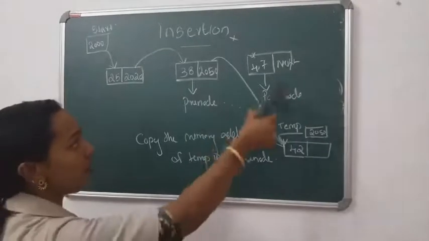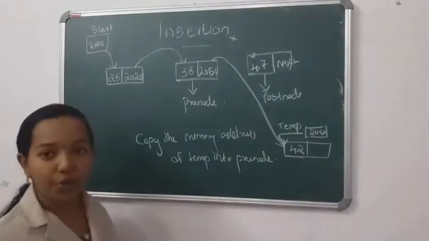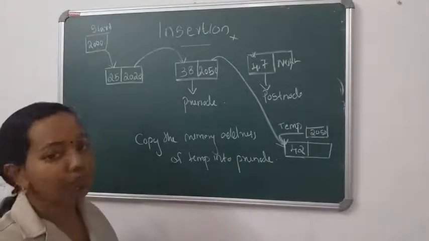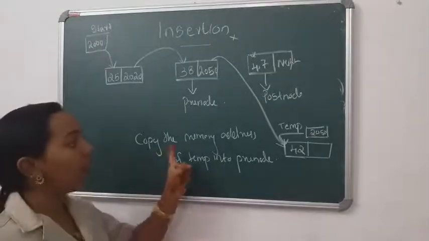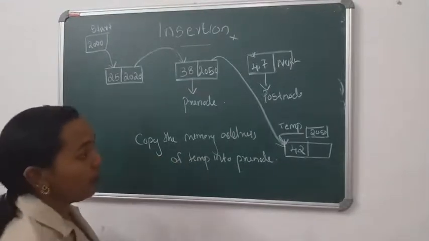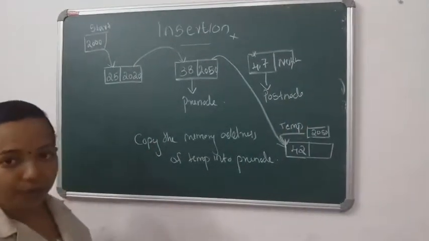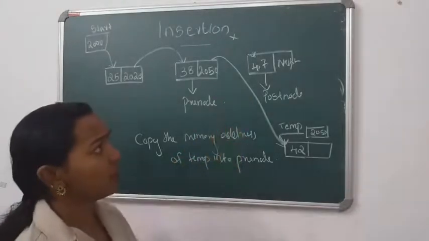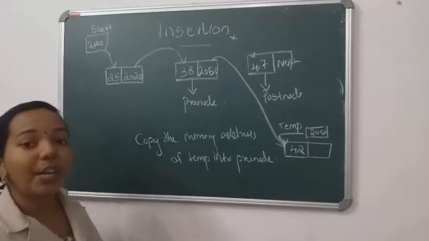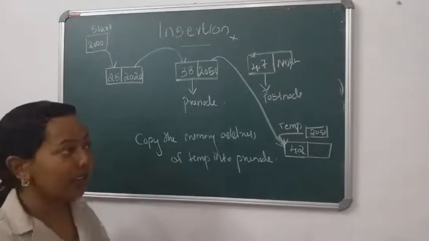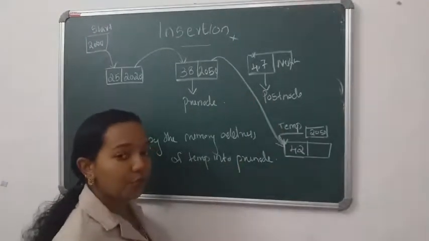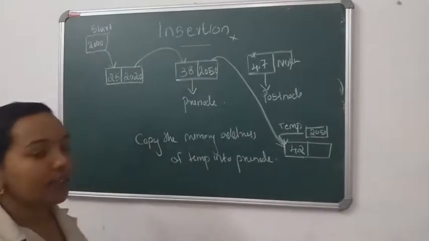Now, is there any connection between temp and post-node? No. That means we have already broken the linked list into two sections. So the first step is to copy the memory address of temp into the link part of pre-node. Now this temp wants to point to post-node. Is there any connection to post-node available? 47. There is no connection with 47. You don't want to delete any node from this linked list because here we are performing insertion. So definitely 42 wants to point to which node? Post-node. That is our next step.